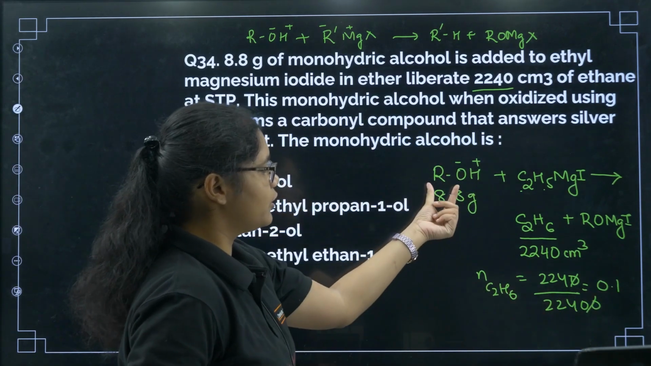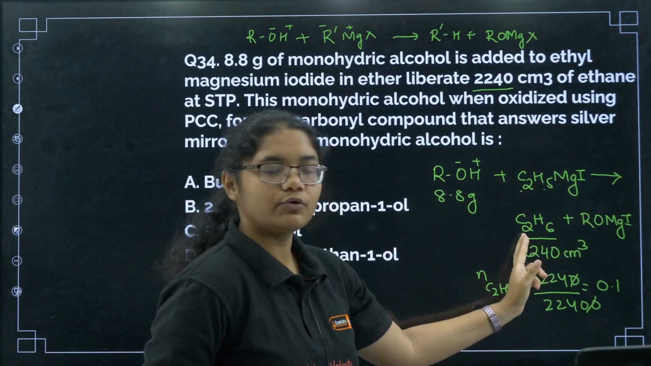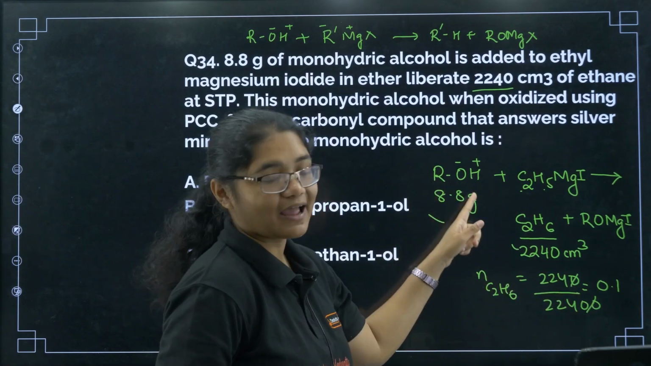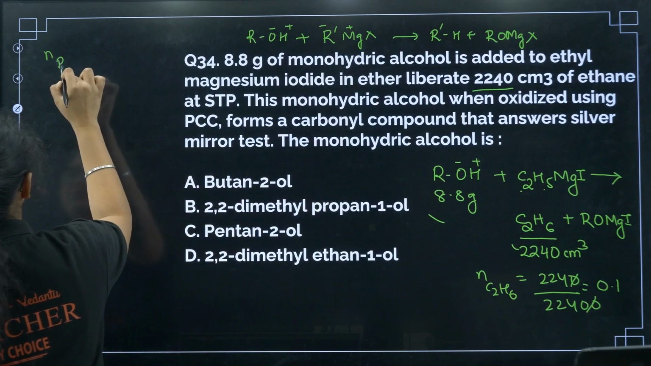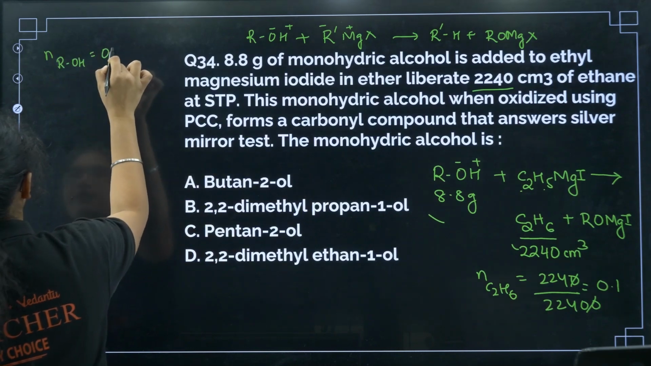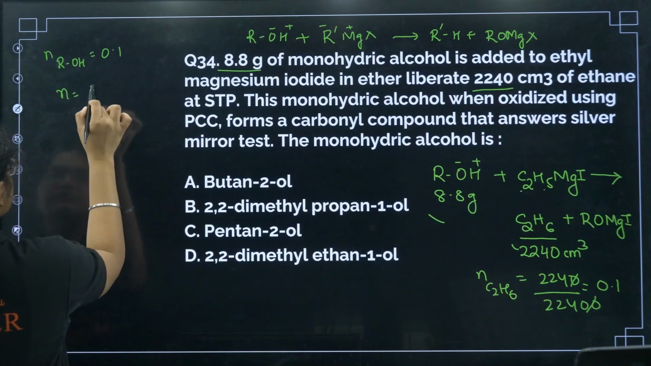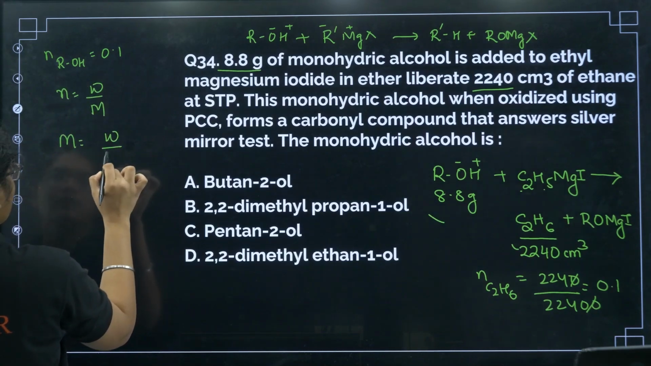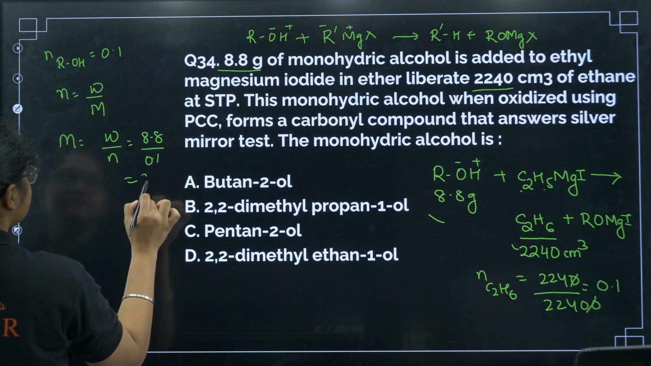Now 1 mole of alcohol reacts with 1 mole of Grignard reagent to give 1 mole of ethane. So if the ethane produced is 0.1, then the number of moles of alcohol will also be 0.1. Given mass is 8.8 gram, and number of moles is equal to given mass by molar mass. So the molar mass of the alcohol will be 8.8 divided by 0.1, that is 88.